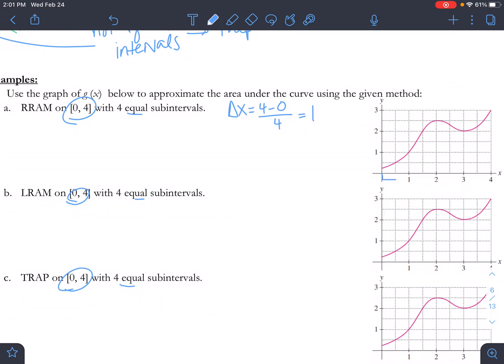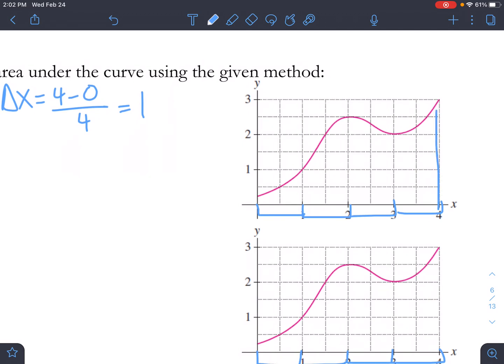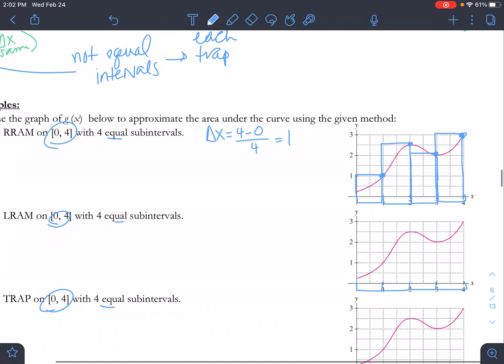Okay, so each of these would be 0 to 1, 1 to 2. You could even move ahead a little bit. Let's just see the difference in our drawings as we go. Okay, so delta x is 1, that's good to know. The next thing we're going to do is figure out, okay, RRAM, you want to measure from the right side, and then the next one, right side over. Right-hand corner and right-hand corner. Okay, so again, each of those rectangles makes contact with the right side.